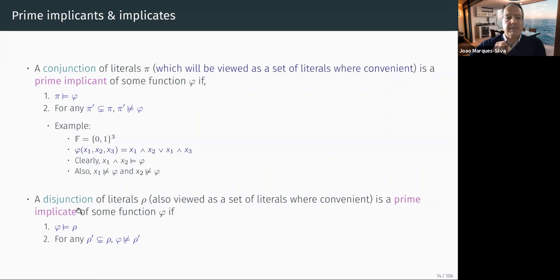For prime implicates, we use a disjunction of literals, and then it's similar, but the order here is reversed. Again, for explanations, I'm going to use prime implicants more often. Just for completeness, I added this one.